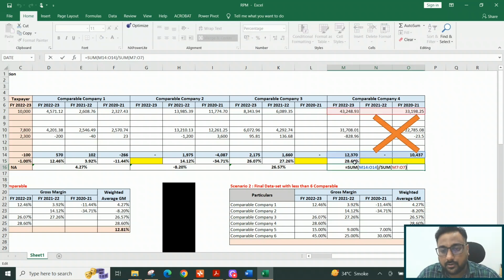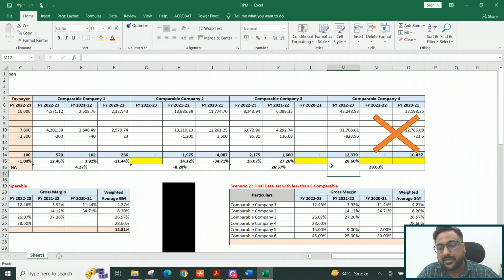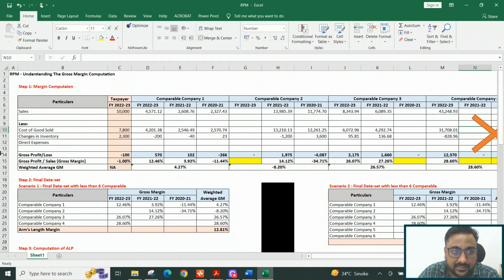So my weighted average gross margin will not be this sum, but it will be equal to this particular thing only, right? Because it doesn't have data, we cannot take the data even if that is available, because there is a missing 1 year, or probably in that year the particular company was not comparable. So I hope this entire computation of RPM is clear to you now.